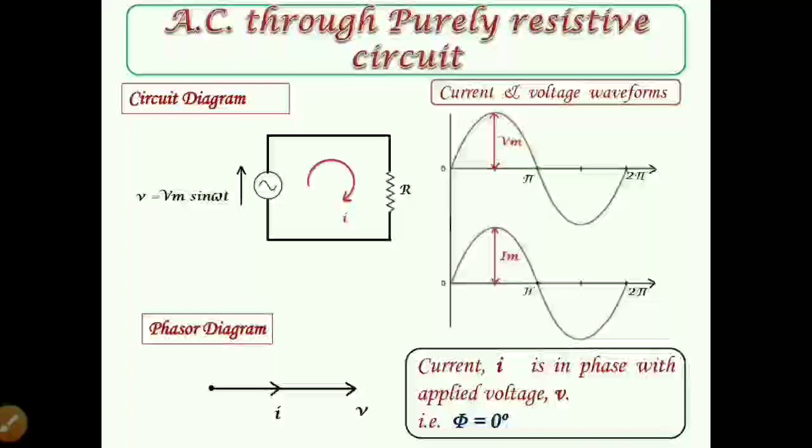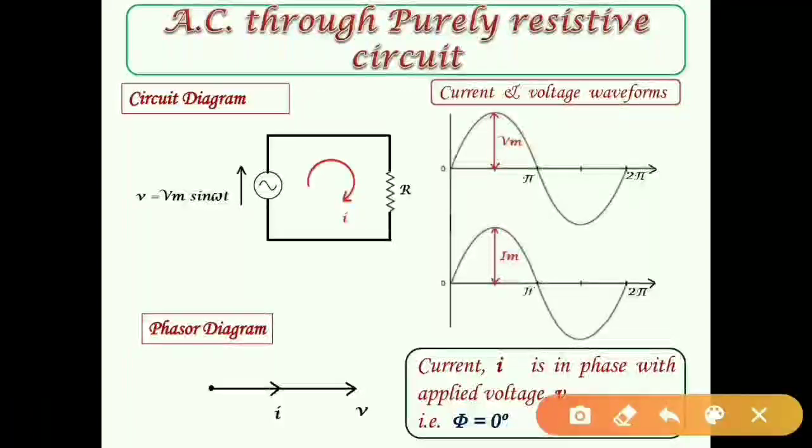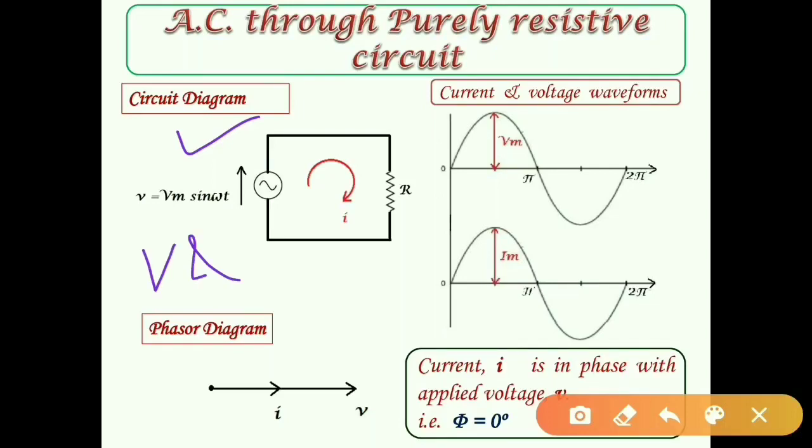Here we have a circuit in which we have an AC voltage source in series with a resistance. So here the current is I. In a purely resistive circuit, voltage and current are in the same phase.